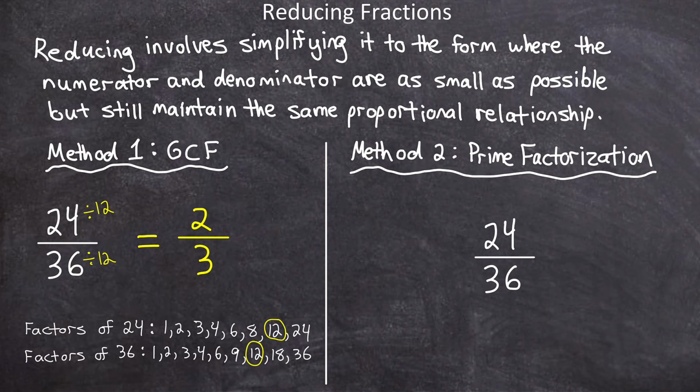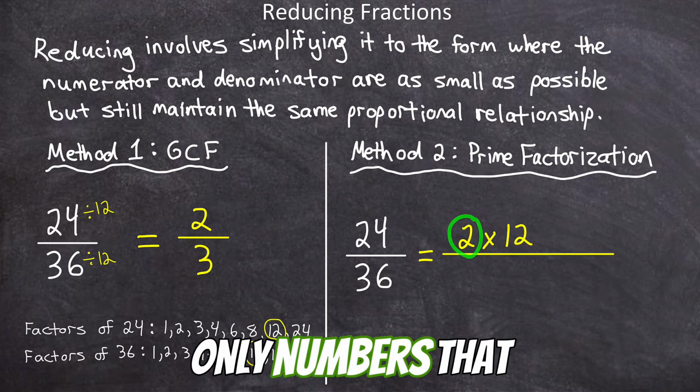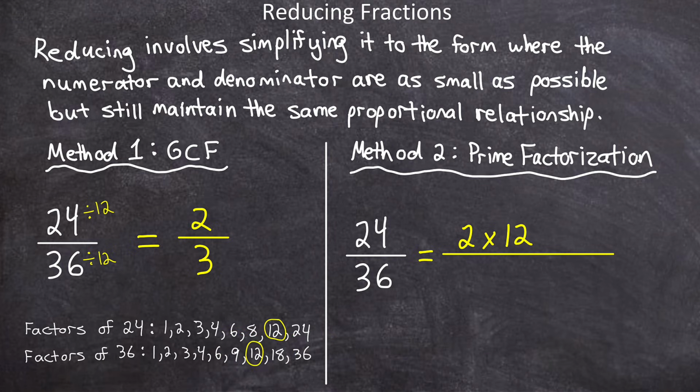And now let me show you how we can get that same reduced answer using method 2, which is prime factorization. I'll move this over a bit so I have room to rewrite both the numerator and denominator as products of their prime factors. Starting with the 24 in the numerator, I could write it as a product of the factors 2 and 12. Now, those aren't the prime factors. 2 is prime because the only numbers that divide evenly into 2 are 1 and itself, but 12 is not prime. So let me rewrite this 12 as a product of the factors 3 and 4. Now, 3 is a prime factor because the only numbers that divide evenly into 3 are 1 and 3. But 4 is not a prime factor.